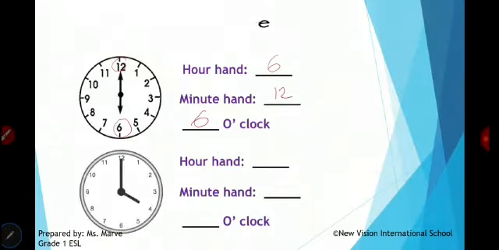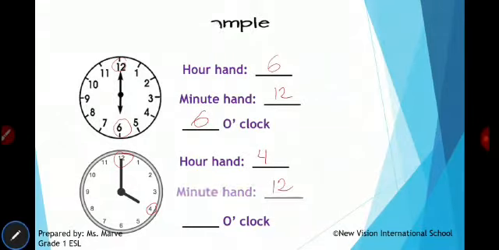The other example. The hour hand is pointing to 4. So you will write here 4. And the minute hand is pointing to 12. Very good. Write 12. So the time here is 4 o'clock.